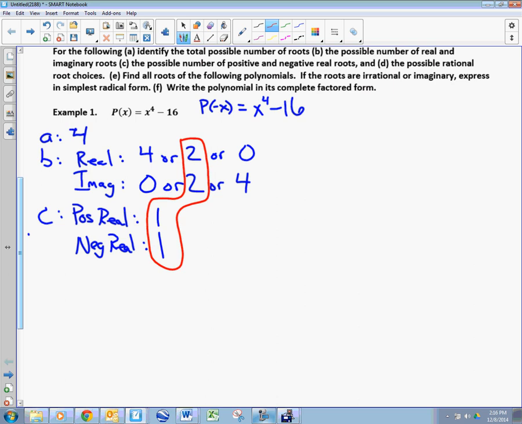So, already from the beginning, we could diagnose exactly what's going to happen here. We know we're going to have 2 real, 2 imaginary. Of the real, 1's positive, 1's negative. So, we could tell a lot about the problem before we even begin.